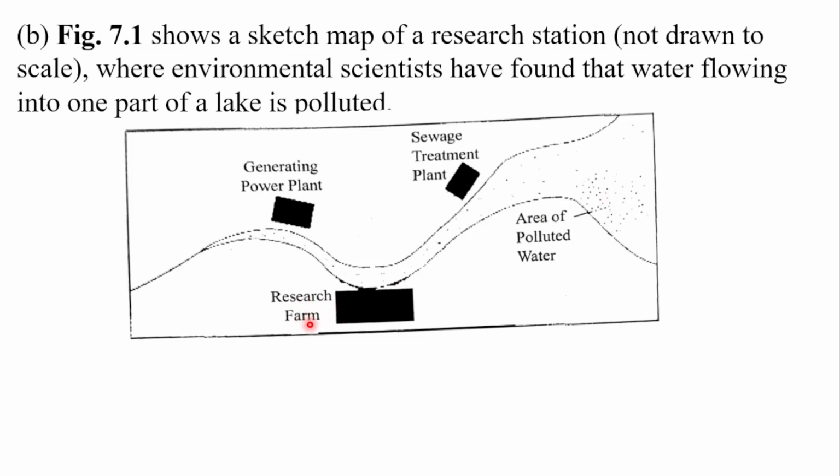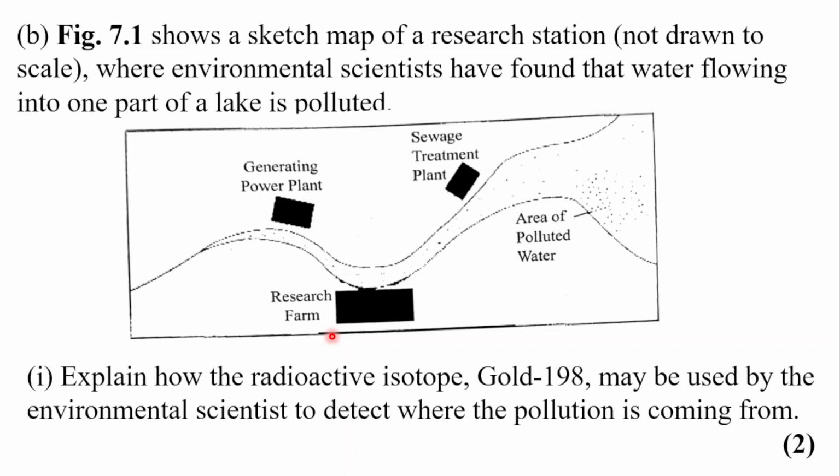This is a research farm, right? So for this part of the question, we have: explain how the radioactive isotope gold 198 may be used by the environmental scientists to detect where the pollution is coming from, for 2 marks. I think that's kind of easy, 2 marks, to be honest. But anyway, let's talk about how we're going to get this. All right, now let's move to answering this.